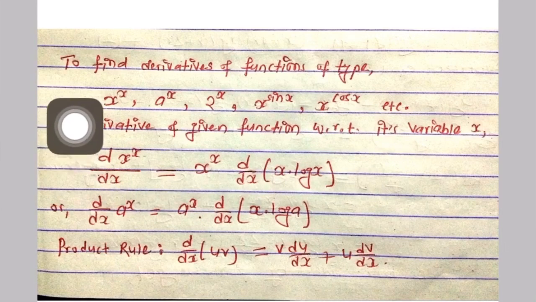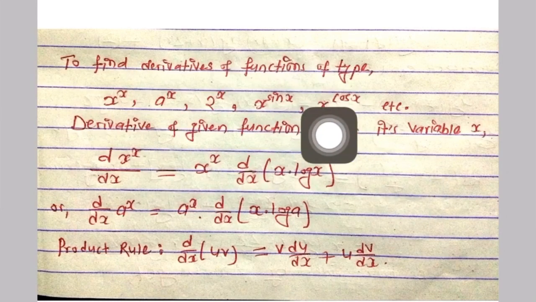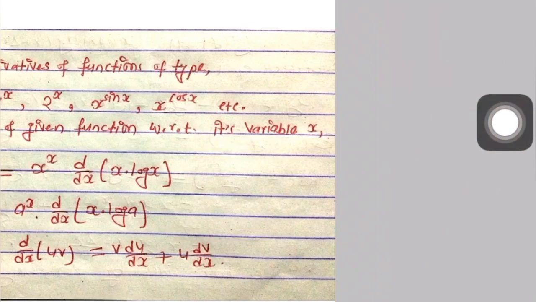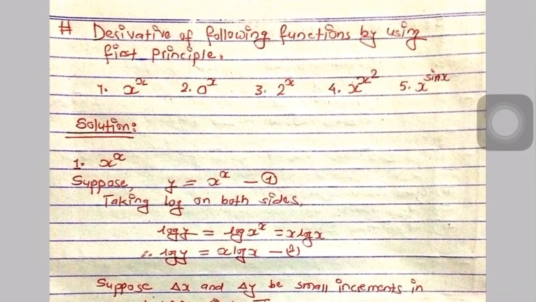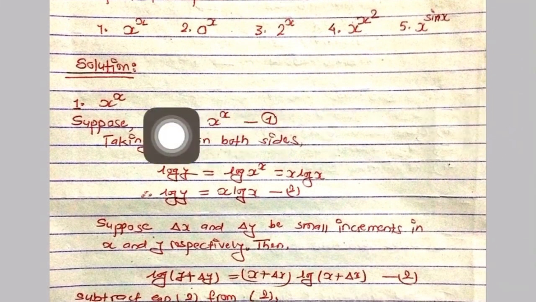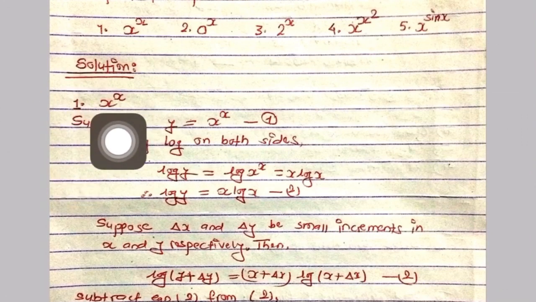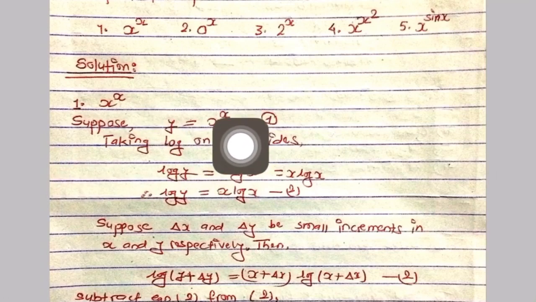But in this video we have to find the derivative of these functions by using first principle. So let's get it started. First of all, the function is x to power x. Suppose in number one there is x to power x. So to find the derivative of this function, let's consider y is equal to x to power x, and let this be equation 1.